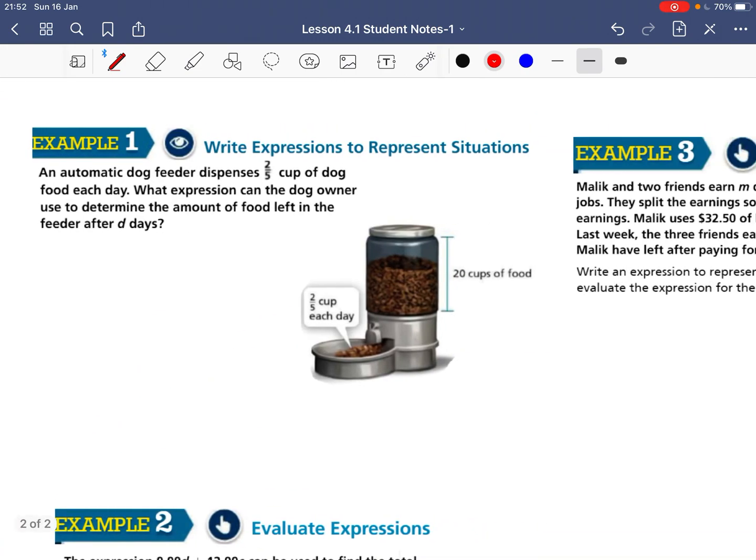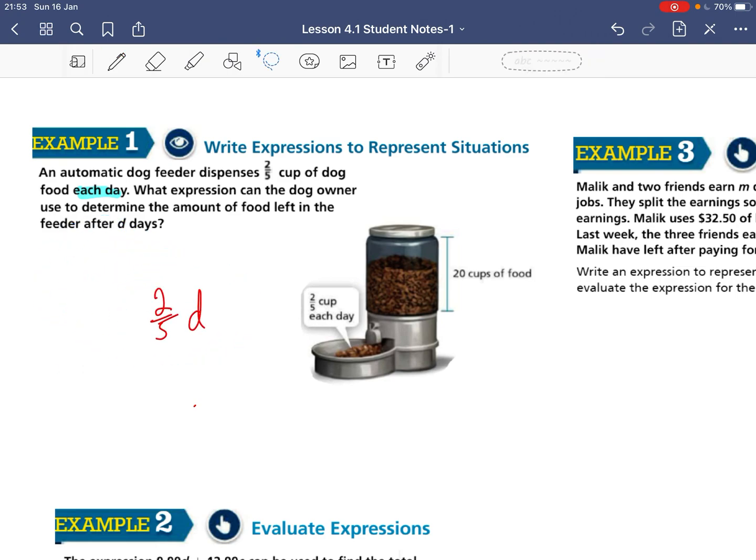So we're going to write an expression to represent the situation. An automatic dog feeder dispenses 2/5 of a cup of dog food each day. Let's stop there. Each day tells us that it's going to be multiplication. So we'll call that D. And it's dispensing 2/5 of that, okay?